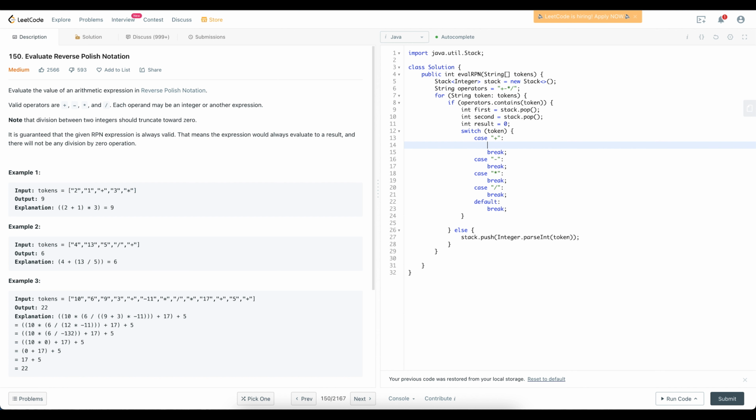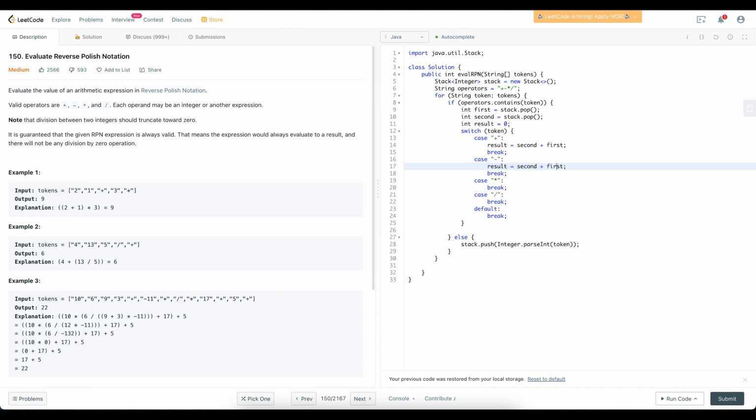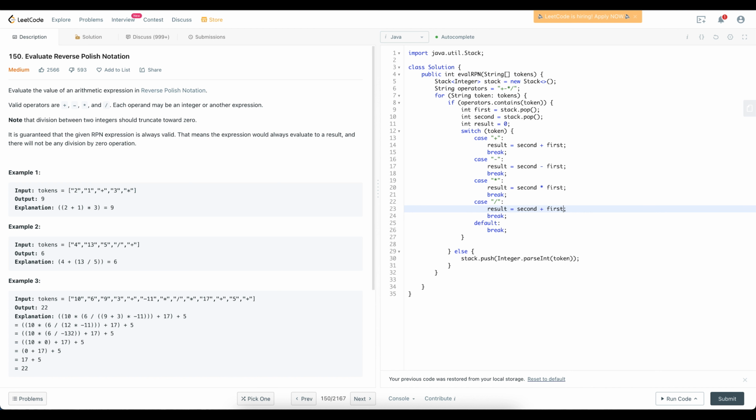So if it's a plus, we know that the result is going to be, we're going to add up the last two items from the stack. If it's a minus, then we're going to do second minus first. Times, we're going to do second times first. And then if it's a divide, we're going to do second divided by first. So keep in mind, since this is Java and we're using integers, this is going to be integer division. Then as we said, we're going to be pushing the result onto the stack.